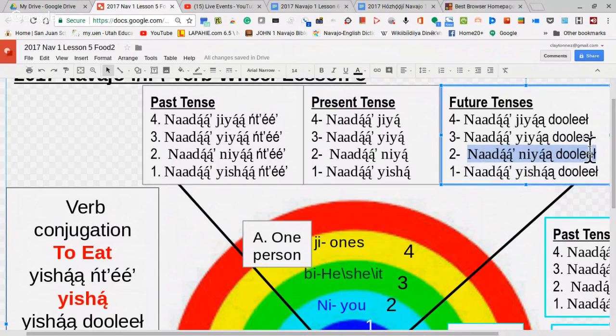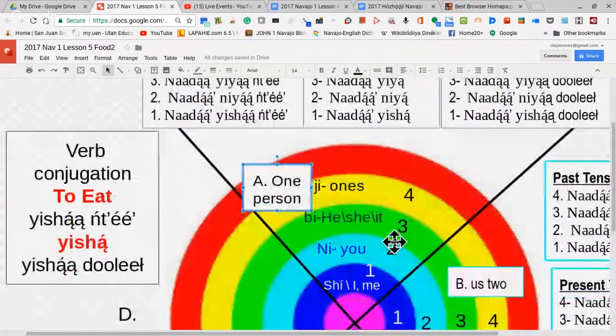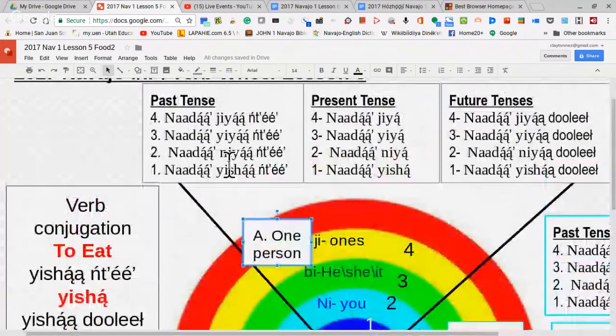Nada Niya Doles. And then if it's somebody that we're talking about, it'd be Nada Yiya Doles. So if we're talking about Sally, we say Sally Nada Yiya Doles. Or somebody in polite form, Nada Jiya Doles. Okay. So that's all what I call A, which is one person, all the way down. One person in the past, one person in the future, one person in the present.